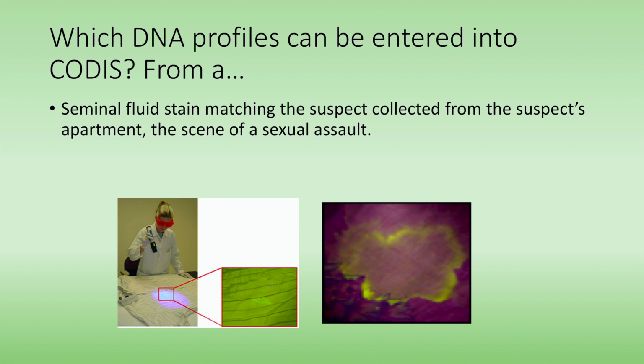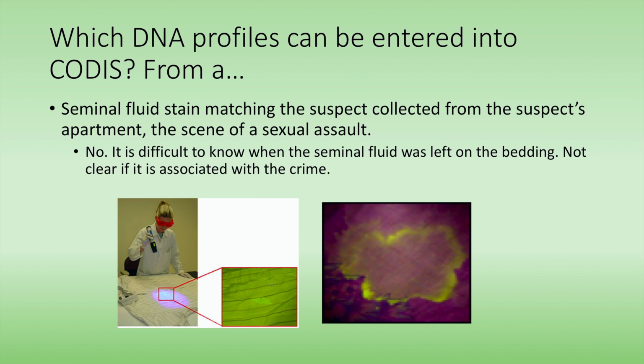We have found a seminal fluid stain matching the suspect collected from the suspect's apartment, the scene of a sexual assault. Would that stain, the profile, be eligible? No, it is difficult to know when the seminal fluid was left on the bedding. It may be expected that we would find seminal fluid on the suspect's own bedding, and it is not clear if it was associated with the crime.